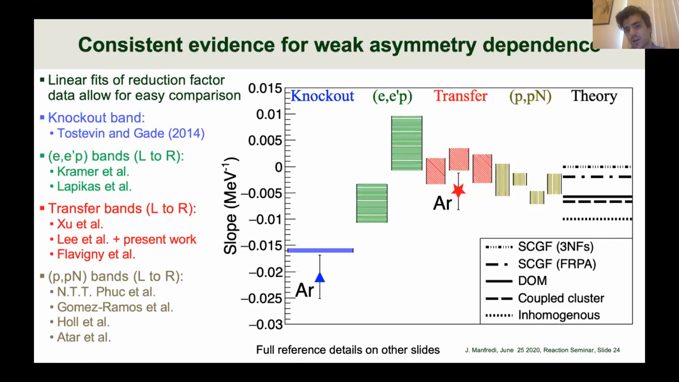And what you can see across all these 4 columns is a consistent picture painted of non-zero weak asymmetry dependence. I mentioned before the inhomogeneous approach had the strongest asymmetry dependence out of any of the theory calculations. And you can see that it's about a negative 0.01, still significantly weaker than what we get from the knockout.